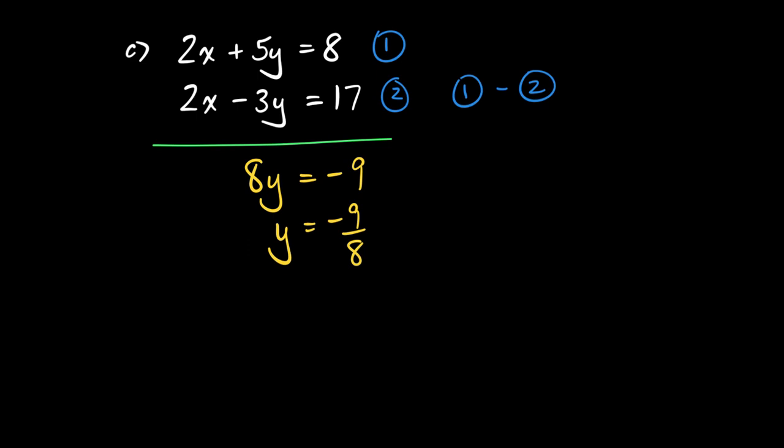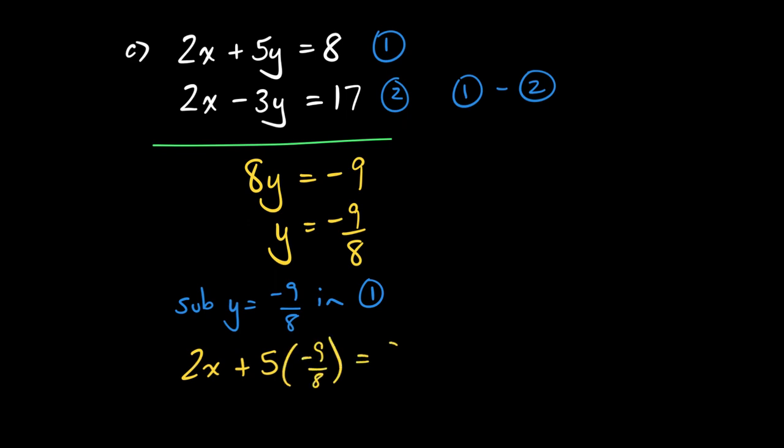Okay, so we're back. So now I can sub in my y equals negative 9/8, and I'm going back into one of my originals. I don't really see either of those equations as being significantly easier than the other. I think I might just go back into one only because of the 8 on the right side rather than the 17. So I've got my 2x plus 5, sub in my y value, and now I have my equation with just x's.